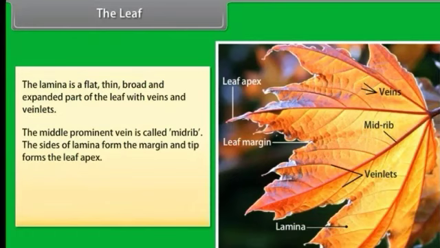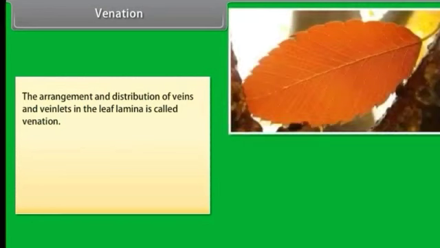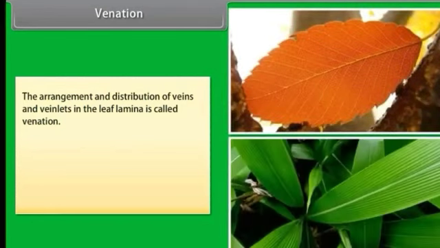See, the middle prominent, thickened vein is the midrib, which is further divided into many veins. Veins are further divided into veinlets. So here the labeling is reversed, so pay attention to it. And apart from this, the margin of the leaf is called leaf margin and the tip of the leaf is called leaf apex. Coming to the arrangement and distribution of the veins and veinlets, we call it venation.